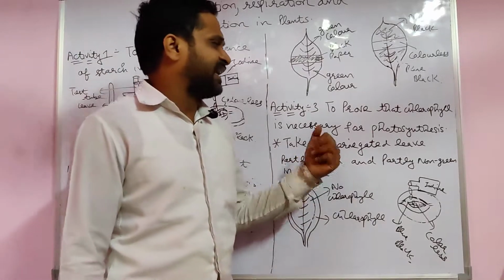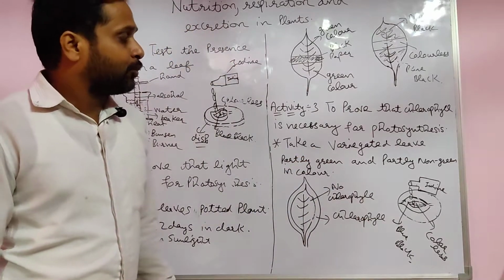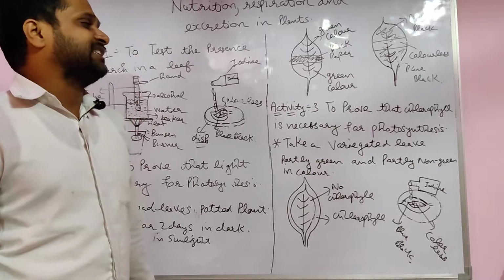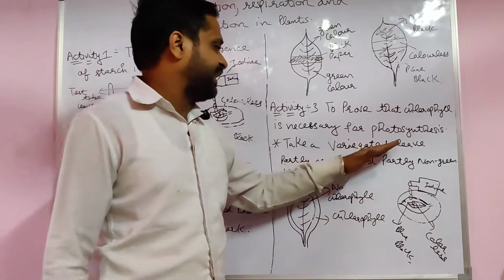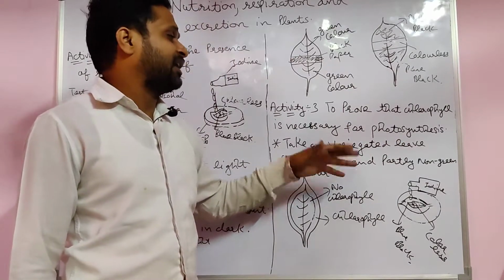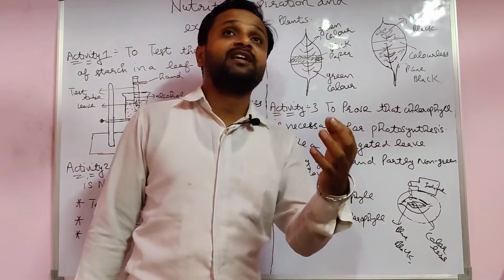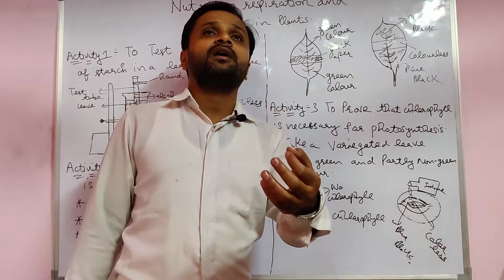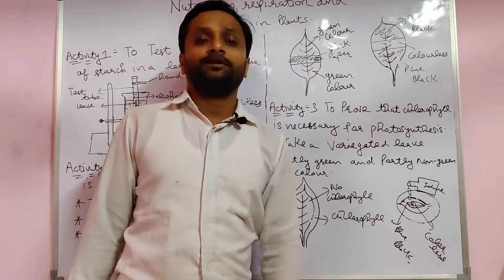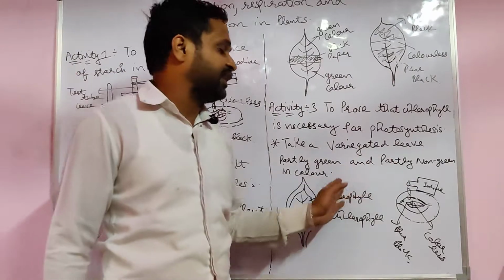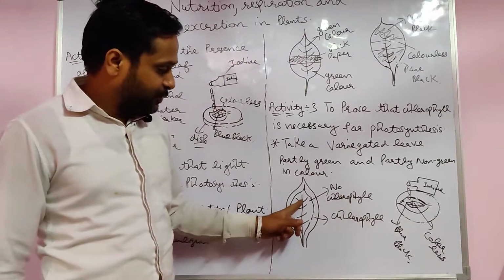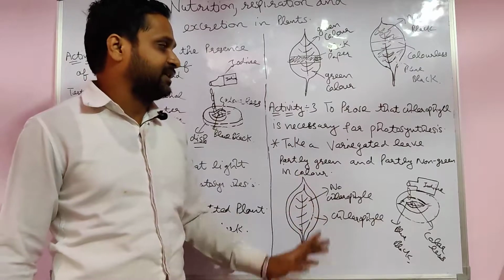Now come to the third activity, students. To prove that chlorophyll is necessary for photosynthesis, you take a variegated leaf, which is partly green. Some part is green, and some part is not green, yellow in color, whatever. Yes, non-green, like this leaf. This part is non-green, and this is the green part.